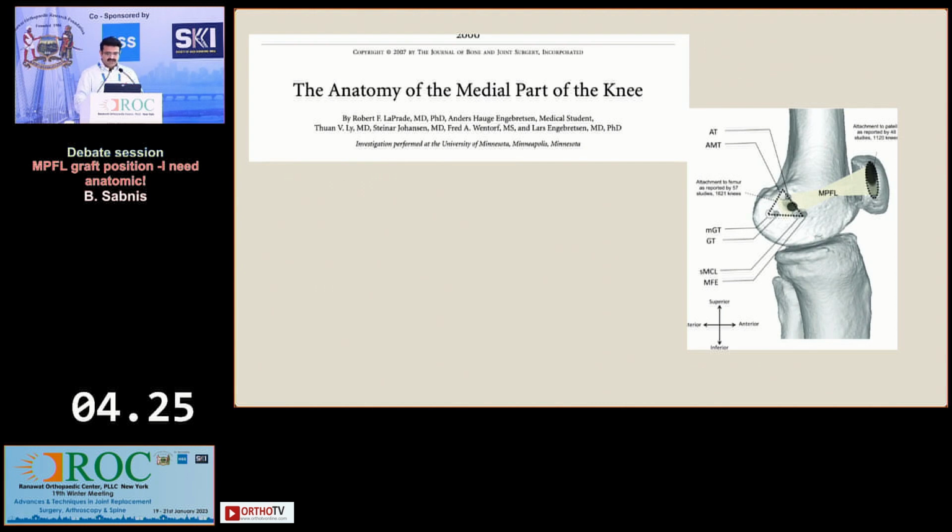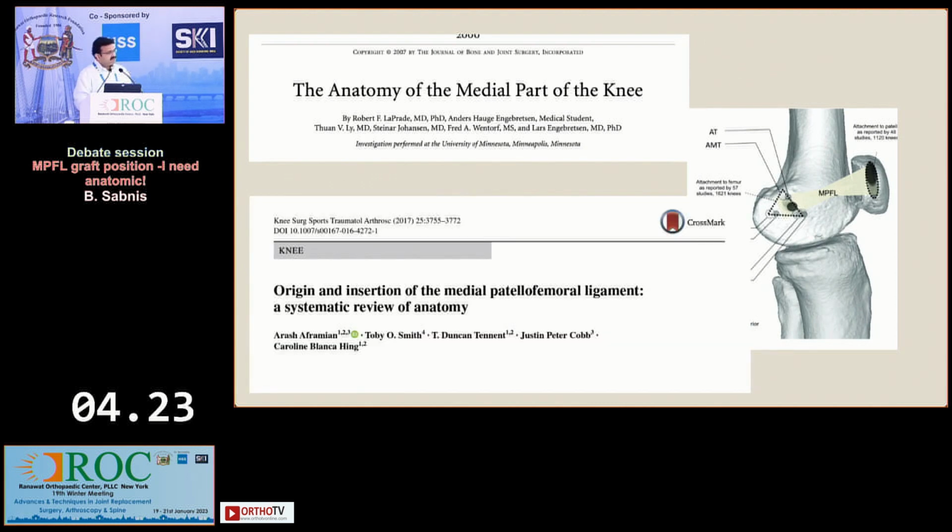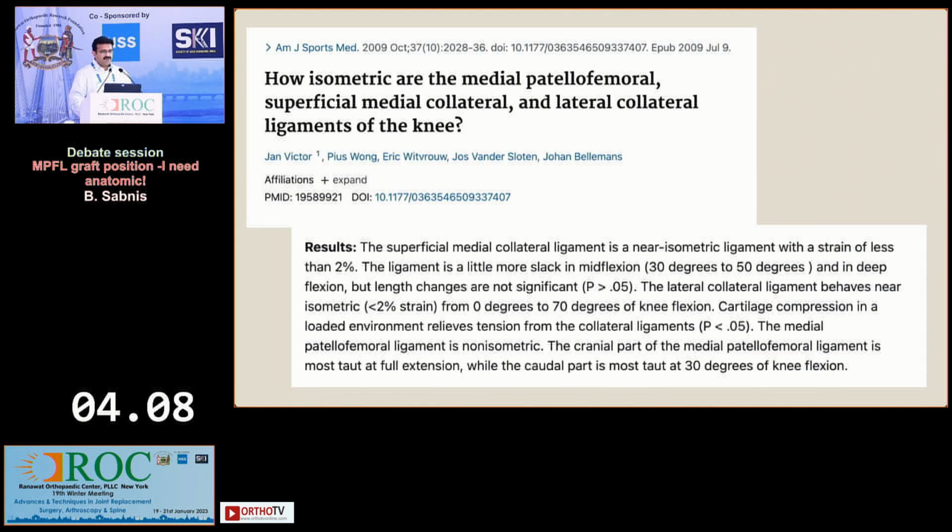Same picture again, now from the LaPrade group. It's been discussed so many times exactly where the attachments are. On the patellar side, it's more the proximal half than the distal half. So the insertion on the patella is more towards the dorsum, more towards the proximal half, and it rarely goes beyond the equator of the patella.